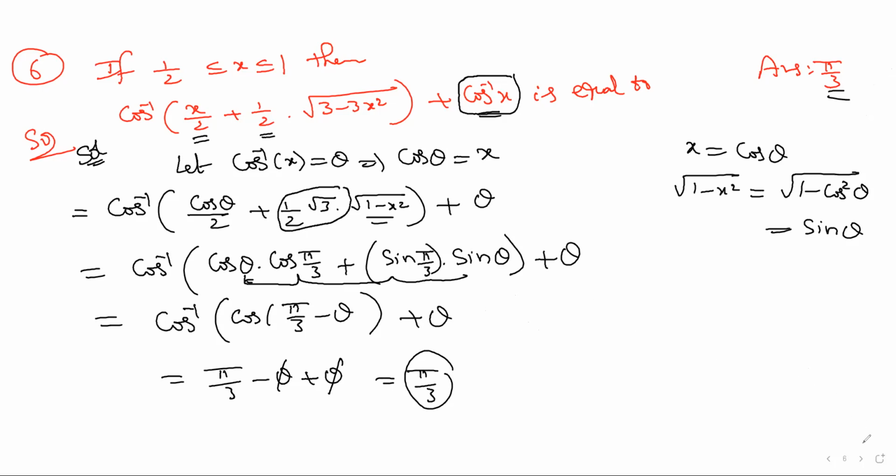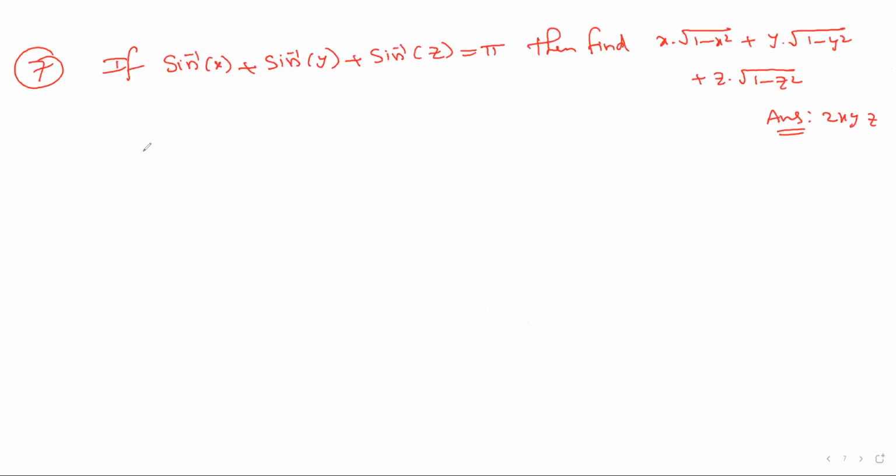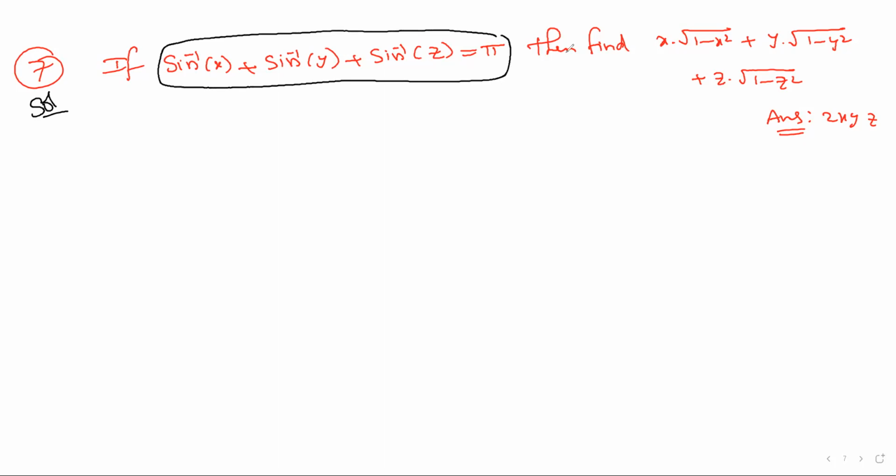Okay, now I am going to explain question number 7. In the statement, one condition is given. Sin inverse x plus sin inverse y plus sin inverse z is equal to pi. Then find out this value: x into root 1 minus x square, y into root 1 minus y square, plus z into root 1 minus z square. Let us take the first function as A, the second function as B, the third function as C. That implies x is equal to sin A, y is equal to sin B, then z is equal to sin C.